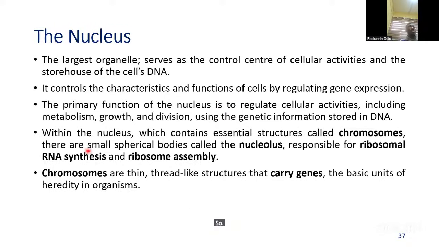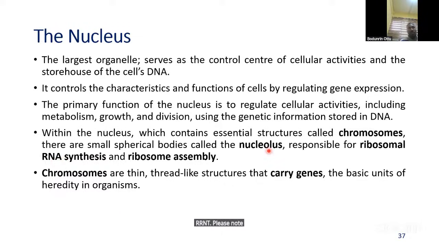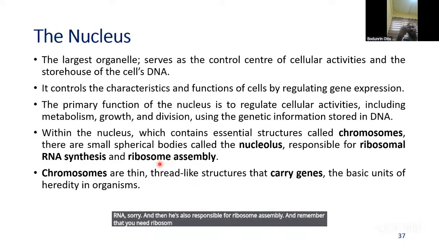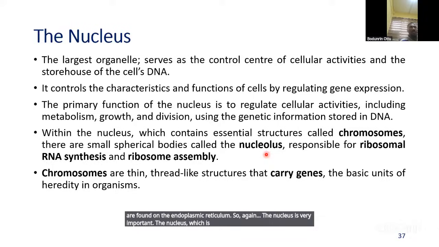And then you also have small spherical bodies called the nucleolus, which are responsible for ribosomal RNA synthesis. So the nucleolus is what produces rRNA, and then it's also responsible for ribosome assembly. Remember that you need ribosomes for protein synthesis, and these ribosomes are found on the endoplasmic reticulum. So again, the nucleolus, which is a part of the nucleus, is important for rRNA synthesis and ribosome assembly.